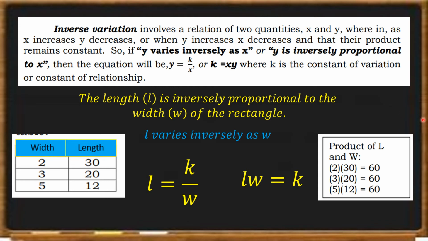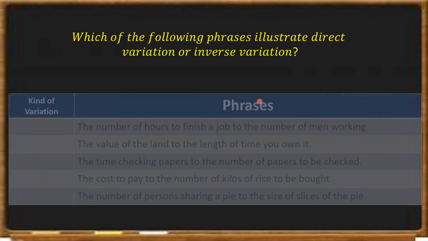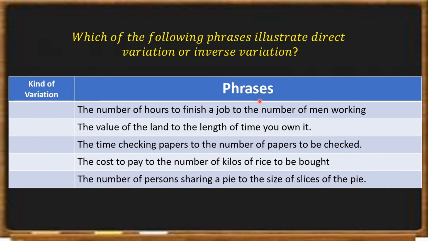Okay. So, I'll give you different phrases that will illustrate direct or inverse variation. Okay, let's answer this. Which of the following phrases illustrate direct variation or inverse variation? So, I have here 5 phrases. The first phrase is, the number of hours to finish a job to the number of men working. Okay, so you have to analyze.